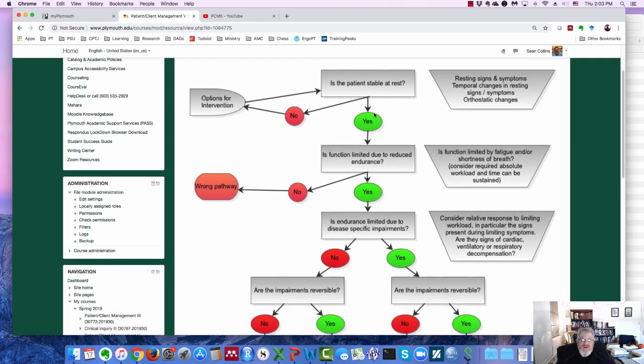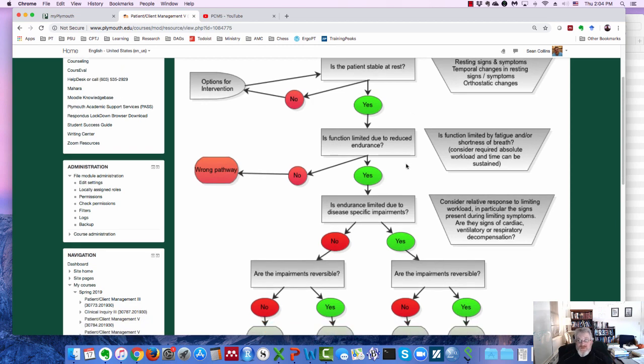Okay, so if the answer is yes, then is function due to limited or reduced endurance? So you can see with this algorithm compared to quadrant 2, which hopefully you already watched, or that you're going to watch, I'm confusing myself, sorry. Put these two algorithms together and you'll see what the similarities and differences are. So in this algorithm, it gets right to the point. It gets right to endurance as a limiting factor. Is it due to reduced endurance? And it says yes. And if it's no, then it says it's the wrong pathway.